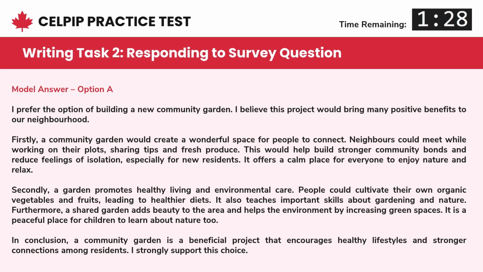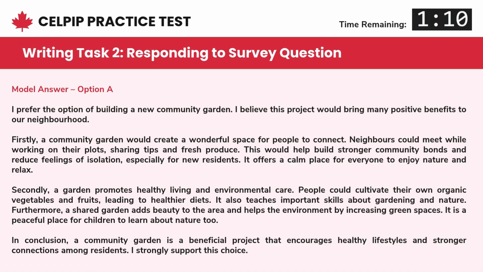This explanation will highlight why this CELPIP writing task 2 response is effective. If you need more time to read the full answer, please pause the video now. This survey response clearly states a preference for option A, building a community garden. It then provides strong reasons for this choice.